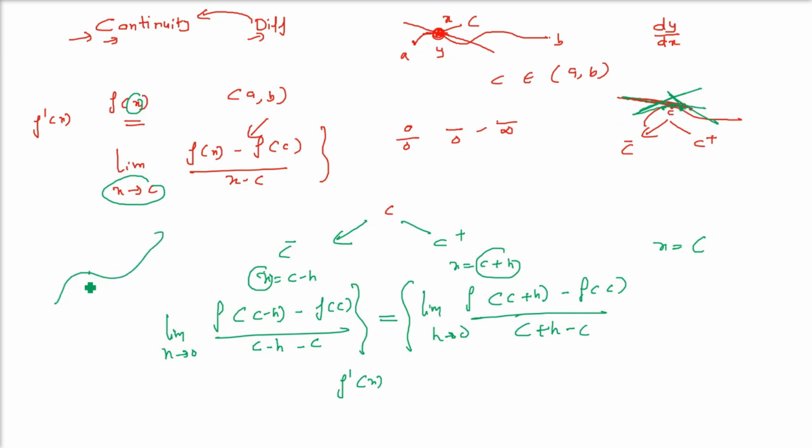In any graph, we generally draw two lines and make these chords, and the two points become one when we apply the limit. If that becomes one line, it is differentiable.